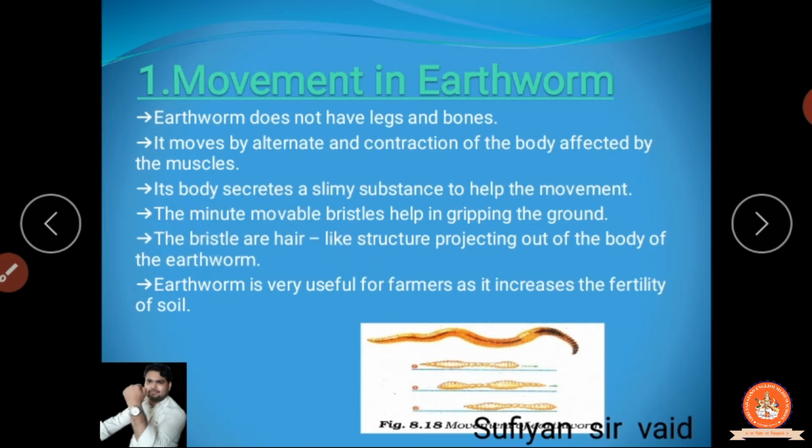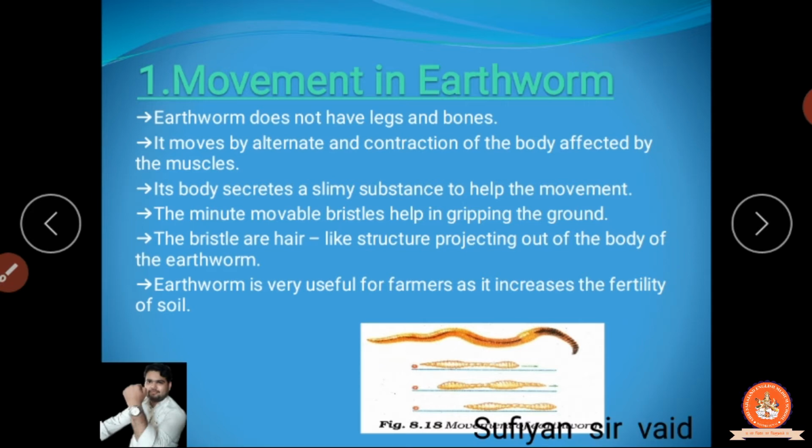Now if you take one example of how the bristle works on the soil, take one earthworm and place it on paper. Now if you see the motion of the earthworm, it is not stable, because on paper there is not such type of grip like soil.